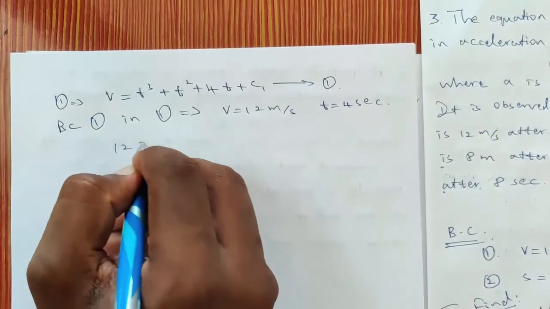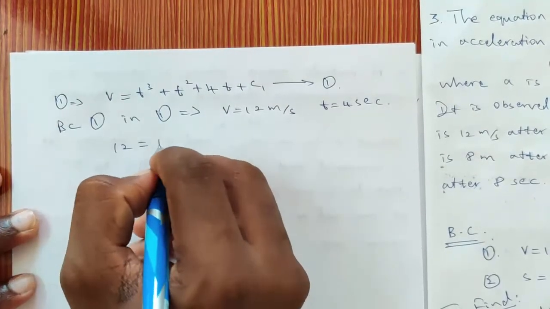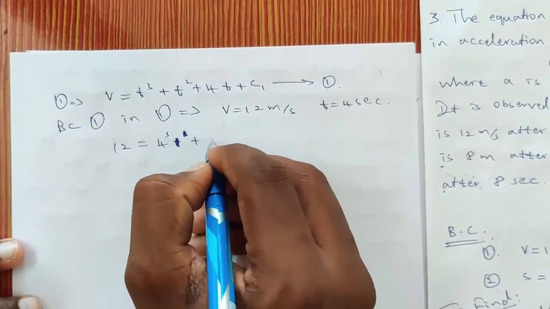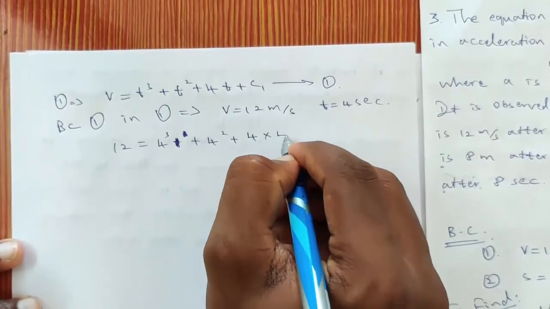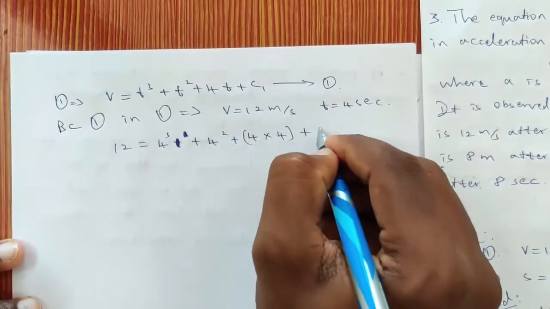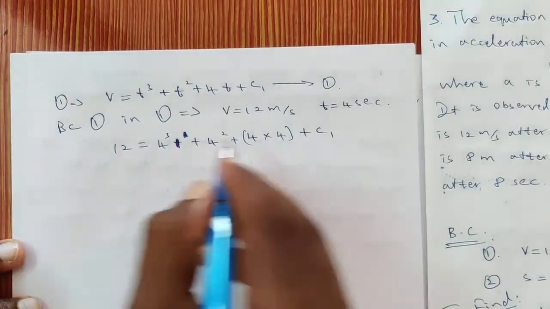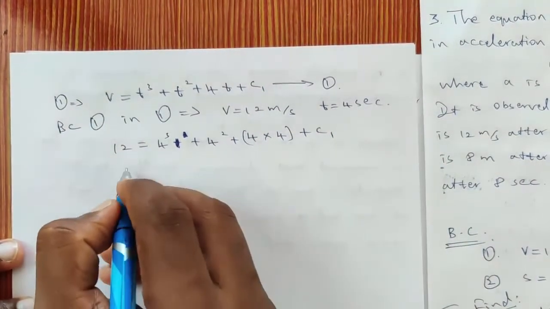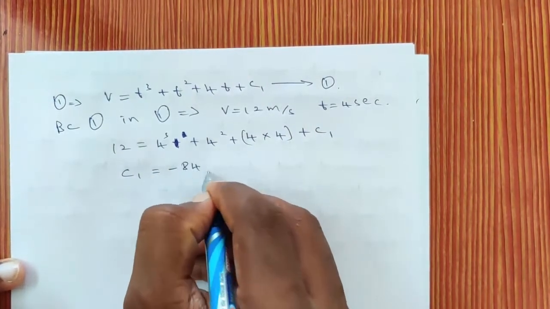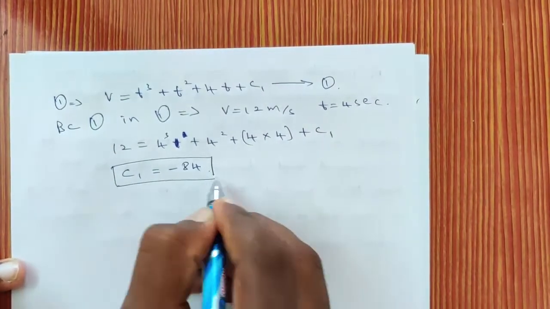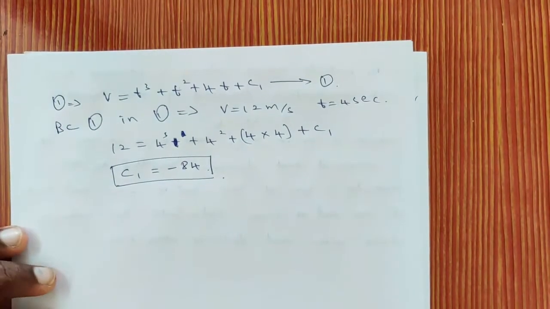So 12 is equal to 4 cube plus 4 square plus 4 into 4 plus C1. So if you solve this equation, you will get C1 is equal to minus 84. Okay. So now the second boundary condition.